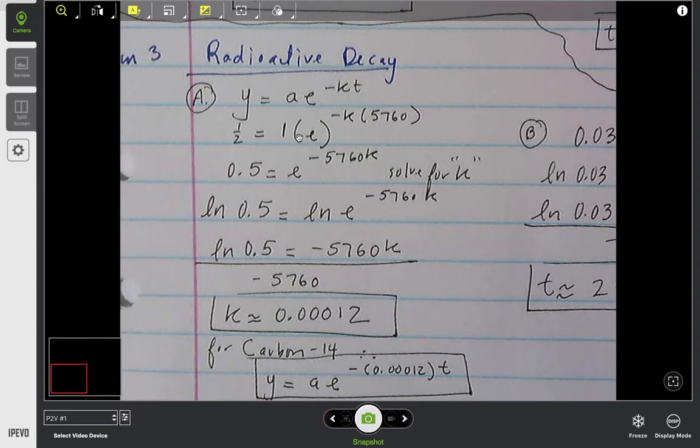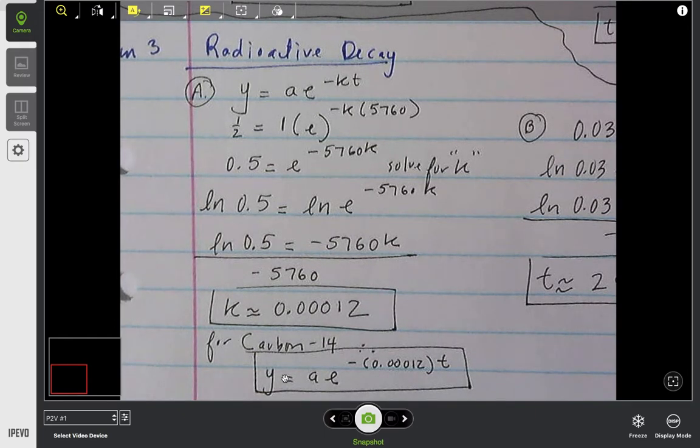What is noteworthy here is that when it comes to solving this equation, you need to be able to use logarithms yet again in order to solve for k. I haven't taken the common logarithm this time. I've taken the natural logarithm, or ln, of both sides, and in doing so, it allows this exponent to become accessible. Log base e of e cancels these out, leaving you with just negative 5760k. You end up with this constant, which is specific to carbon-14. So if I want an equation for carbon-14, it's y equals a e to the negative this constant times t.